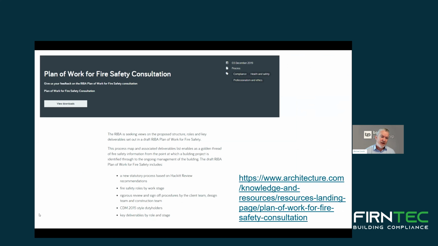In 2019, the RIBA actually did a consultation on the plan of work and the integration of fire safety. And I think it's really critical to understand why this was done at that point. It was pretty much immediately after the Building Safety Future report was released by Dame Judith Hackitt. And it was a critical timing for the RIBA to recognise that there was something they needed to change. A significant shift was about to happen and things were going to naturally change.